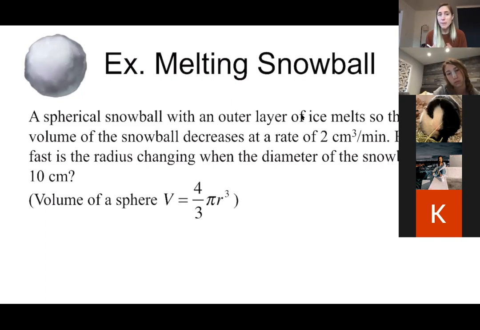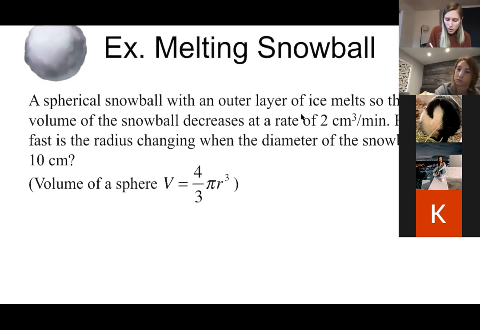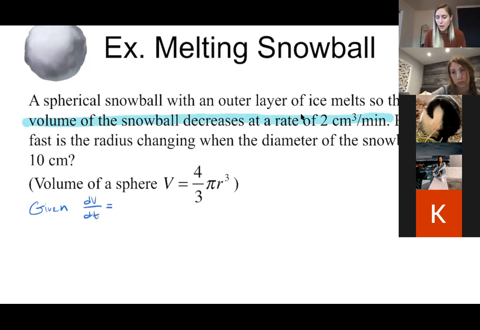The first thing that I'm going to do is state the rate that I'm given. I'm given that the volume of the snowball decreases at a rate of 2 cubic centimeters per minute. So the rate at which volume is changing is going to be represented as dV over dt. And since the volume is decreasing, I know that that rate is going to be negative 2 cubic centimeters per minute.